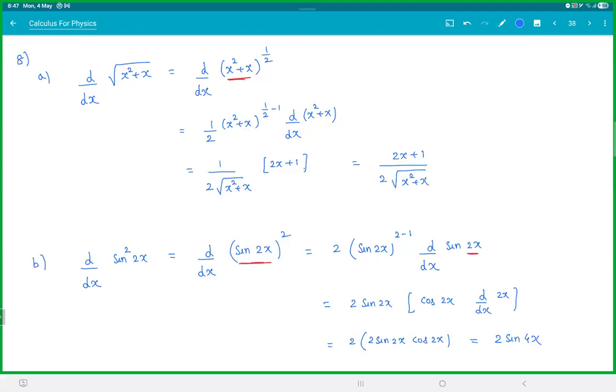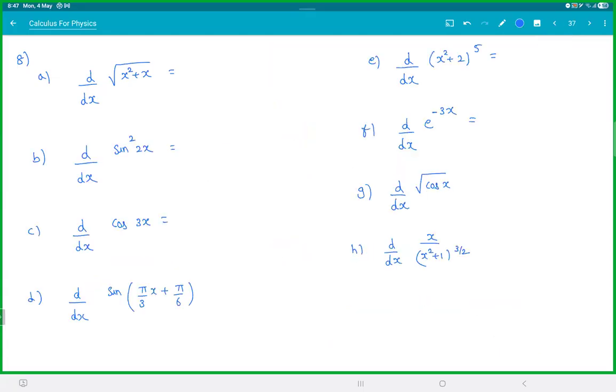Any doubts on A and B? All clear with A and B? Keep going ahead. C and D are fine, they're easy. I think H is the tougher one. Remaining all are fine there. Keep going. I'll give another minute, then I'll show you C and D.